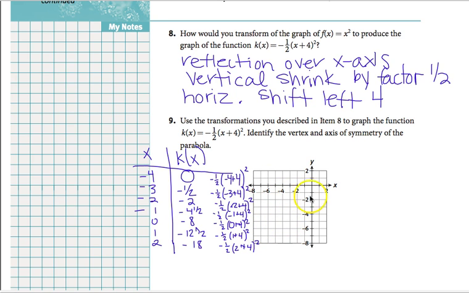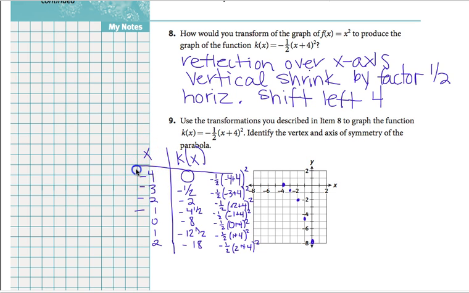So when I go to plot these, negative 4, 0, negative 3, negative 1/2, negative 2, negative 2, negative 1, negative 4.5, 0, negative 8. Those are the only ones that would fit. But notice, I've only got one side of the parabola. All that means is that I really should pick some values on the other side also.